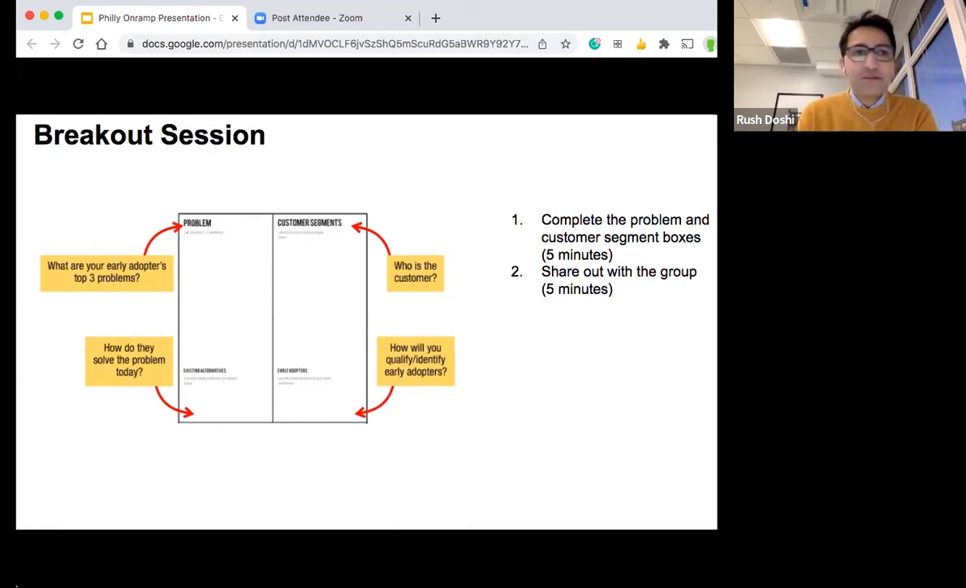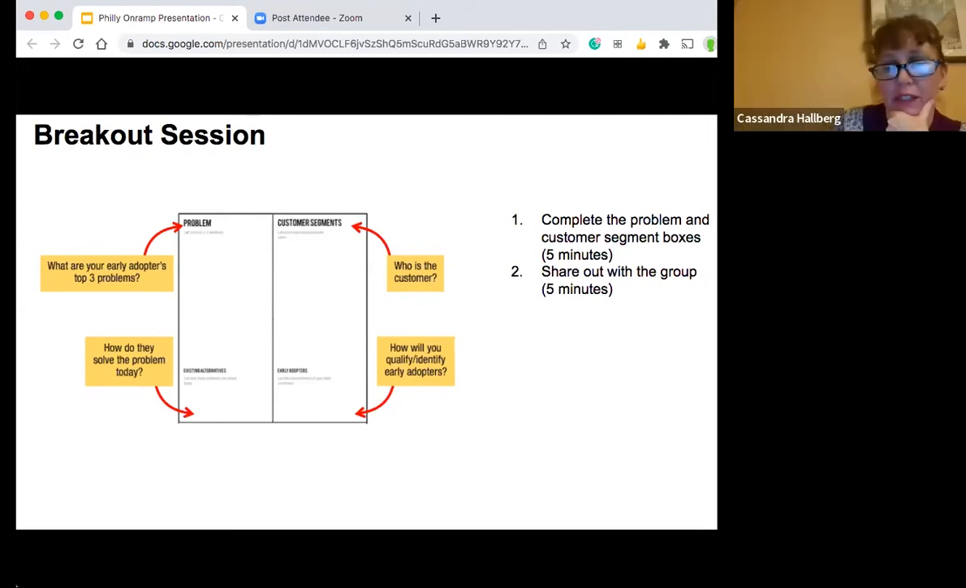Anyone else want to do a share out? I can do one. Sure. Okay, I have a medical device that treats sinusitis using ultrasound.